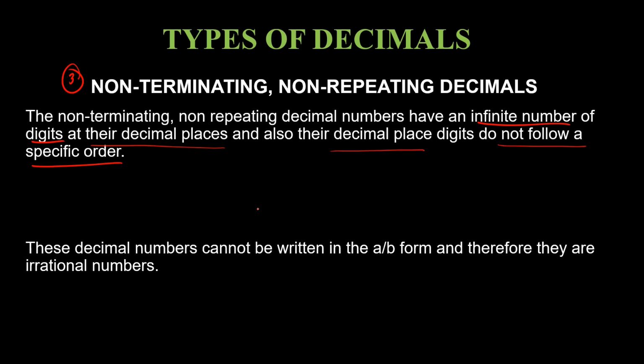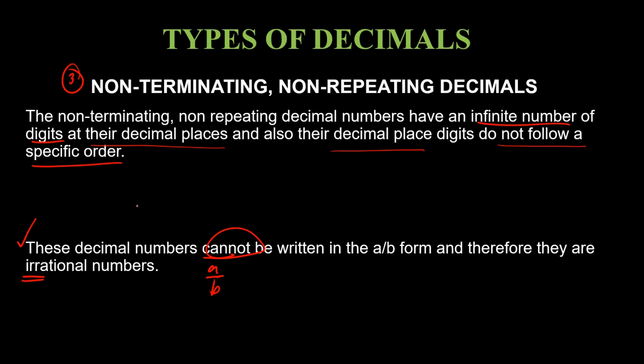There is no pattern. Look at this definition. These decimal numbers cannot be written in A over B form. Therefore, they are irrational numbers. They cannot be formed or written in the form of A over B. They are not rational numbers. Therefore, they are irrational numbers.